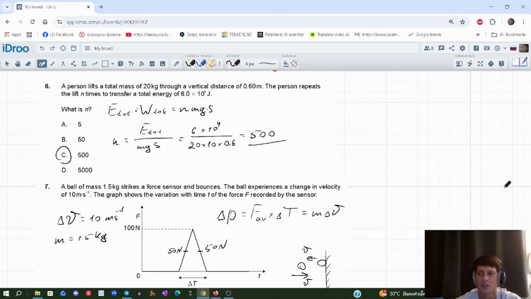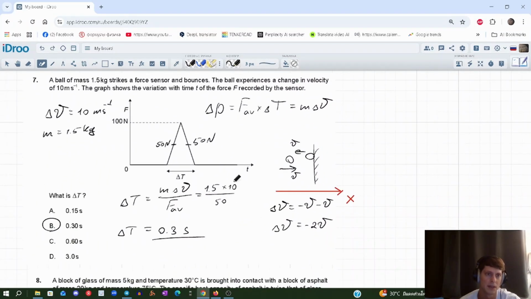The total energy that he transfers equals the total work that he does. And work equals force times distance, but force in our case equals mg, right? The weight of the load. And he does it n times. So we derive n from here. It equals E total over mgs. Just substitute the numbers and we will get 500 times, option C.